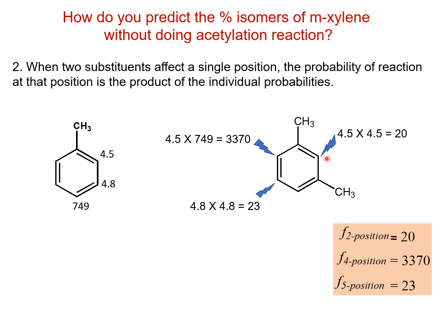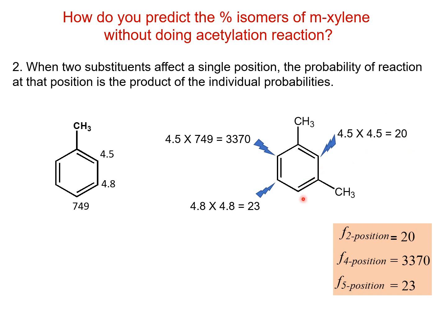Let's take an example. The second position is ortho with respect to both the methyl groups. So we will take the partial rate factor at the ortho position of toluene, which is 4.5. We have to multiply it with 4.5 again because both the methyls are ortho to this position, which gives the answer 20. So at the second position you will get the partial rate factor 20.